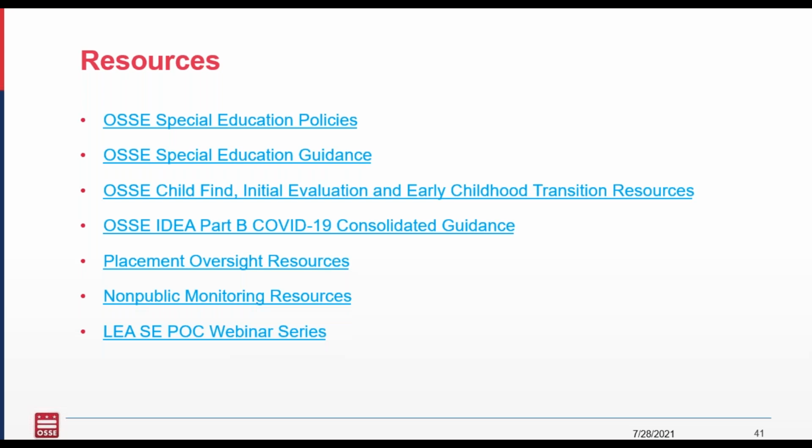And finally, here's a bunch of resources. These are links in the PDF if you want to download that so that you can just click right in. These are the relevant resources for special education policy, including our policies, our guidance. The third bullet down where it says OSSE Child Find, Initial Evaluation, and Early Childhood Transition Resources is where you will find all of our resources related to C2b Transition and the DL lawsuit. This also has a link to our last year's COVID-19 guidance.